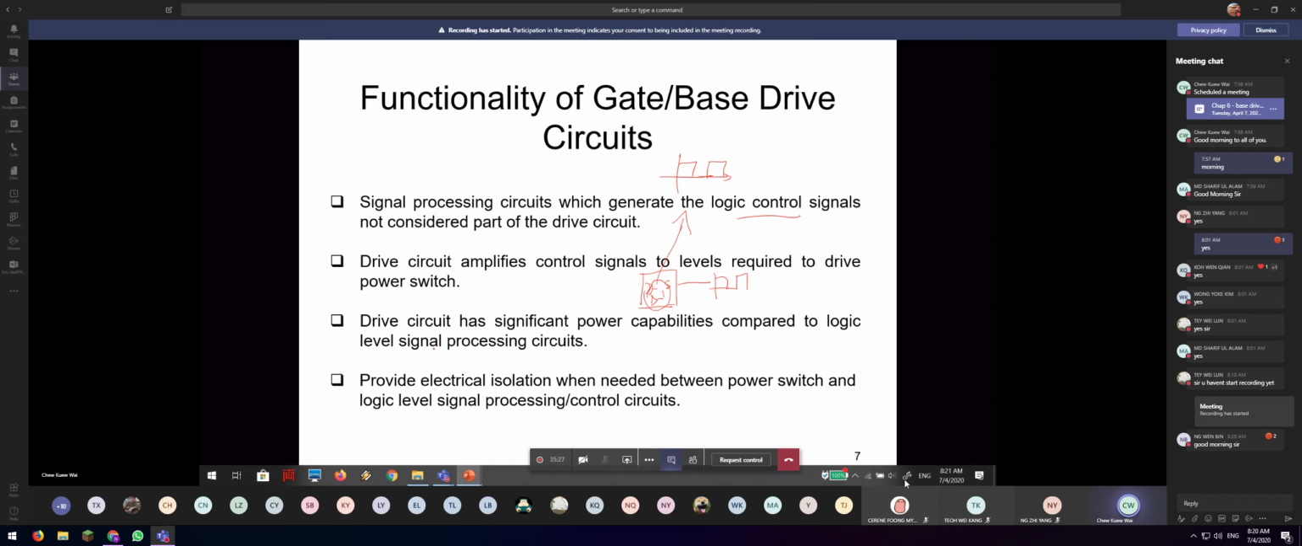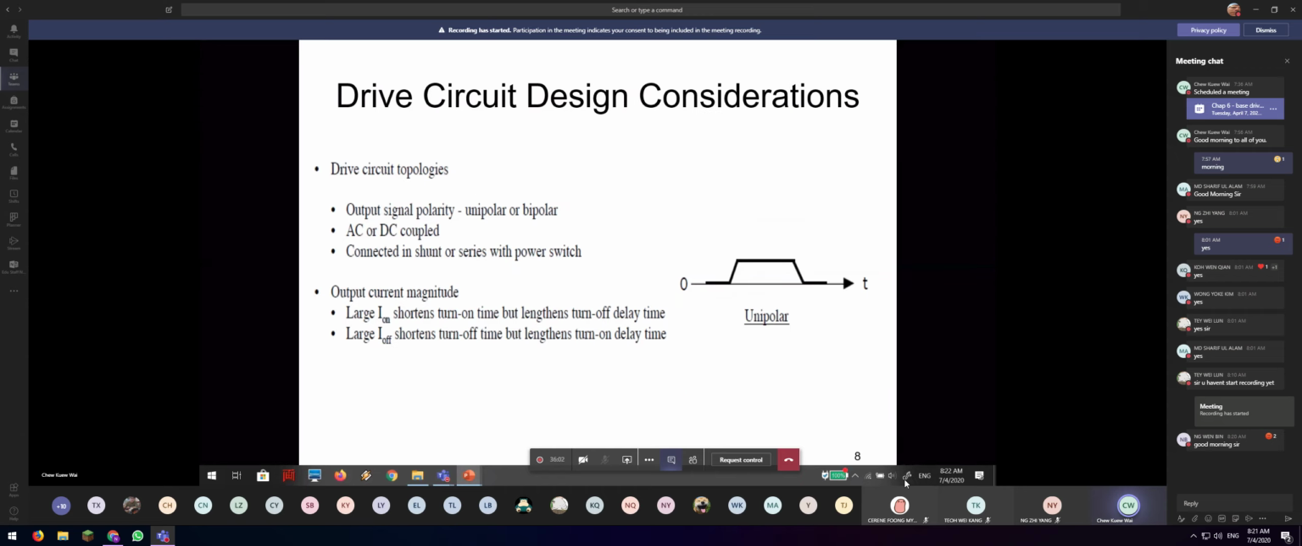The drive circuit has significant power capability compared to logic level. Logic level is just a very small power. The logic signal is not capable of driving the switch because it may not have sufficient power to drive the MOSFET and also the BJT. And then it provides electrical isolation when needed. So basically, there are different kinds of drive circuits to turn the switch on and off.